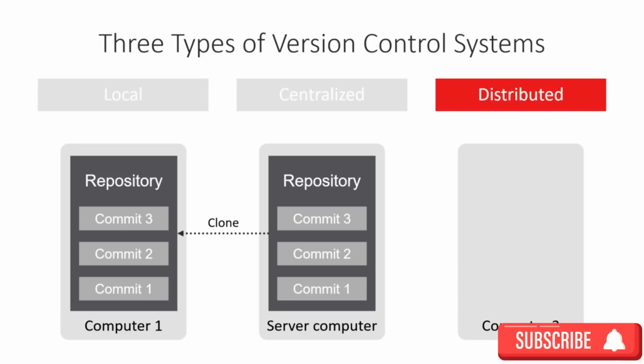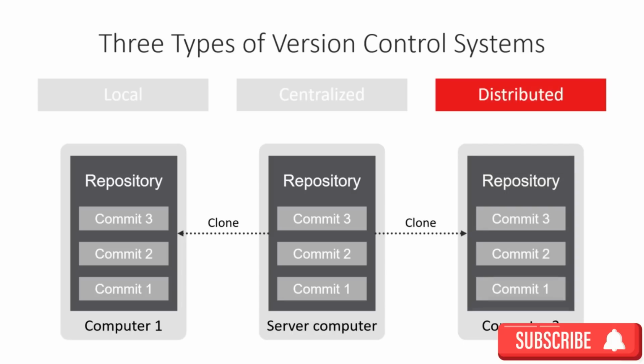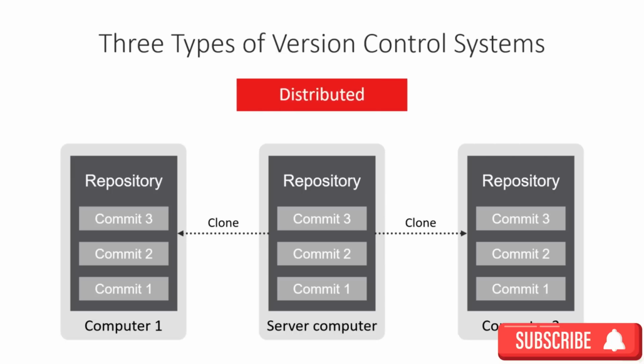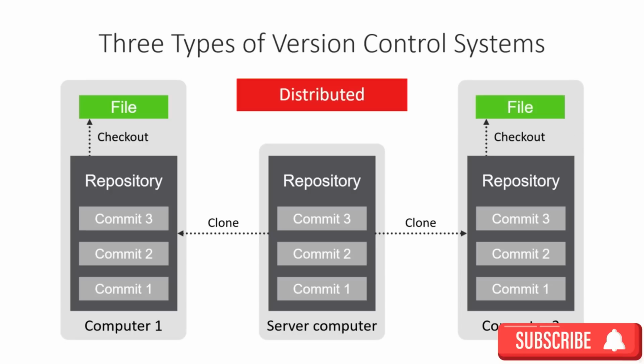repository to your machine. Now, the user on computer 2 can also clone the repository from the server computer to their machine. So, you see, the repository is not only on the central server, instead it is distributed to the different computers. To work now with the source code, the user on computer 1 can check out a specific version from their local repository. The user on computer 2 can also check out a specific version from their local repository.